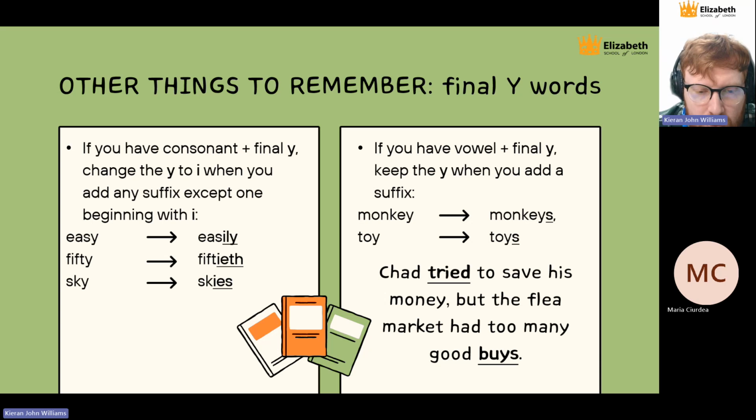Okay. So in the example here, we've got try. That is consonant Y. So we have removed the Y and then add I, and then we add our past tense. But for buy, it is with a vowel and then a final Y, so it just becomes S at the end.